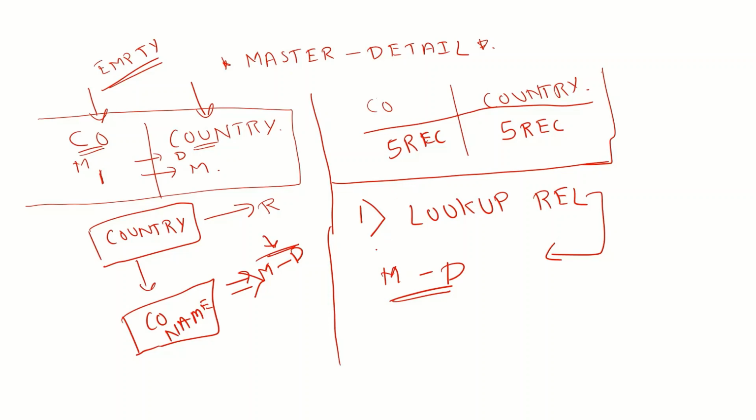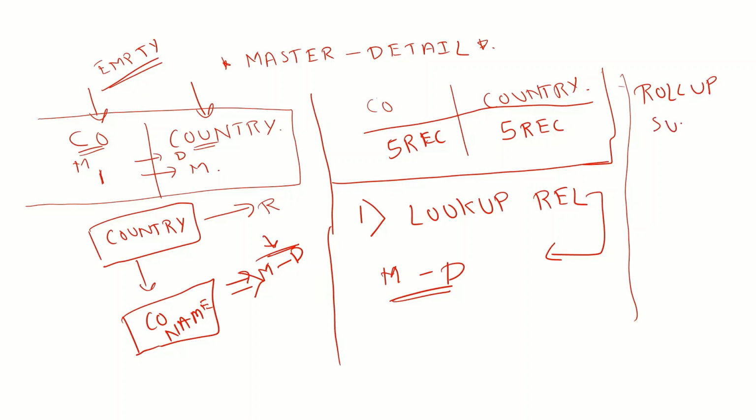Okay, so this is the second consideration. It covers both how we can convert a lookup relationship into master detail, and how we can create a master detail relationship if there is an existing object with a number of records. And the third functionality which a master detail relationship gives us is the roll up summary field.